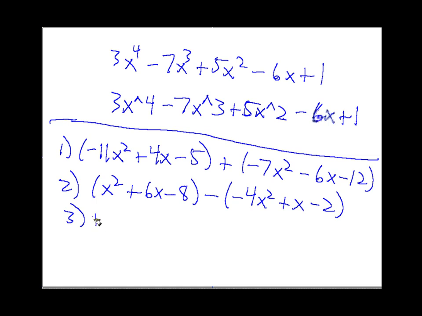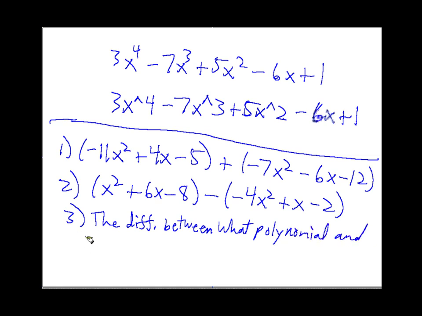Let's look at this third question here. The difference between what polynomial and 2x squared minus 4x plus 1 is the polynomial 7x squared minus x plus 9? So the question is, the difference between what polynomial and 2x squared minus 4x plus 1 is 7x squared minus x plus 9.